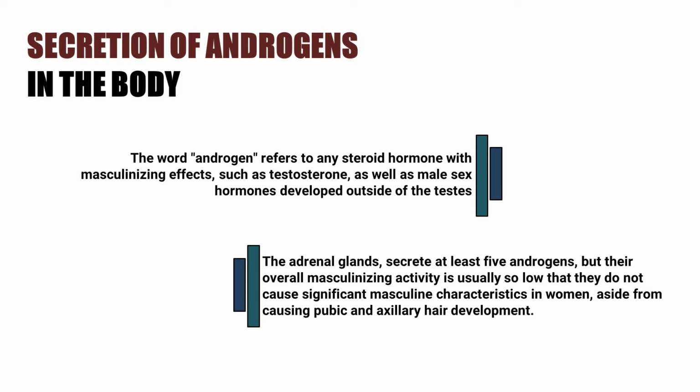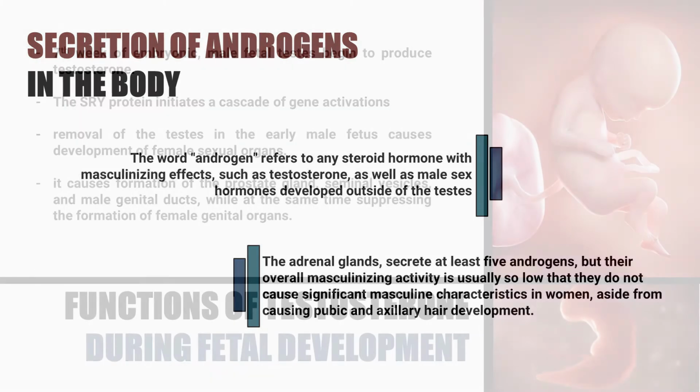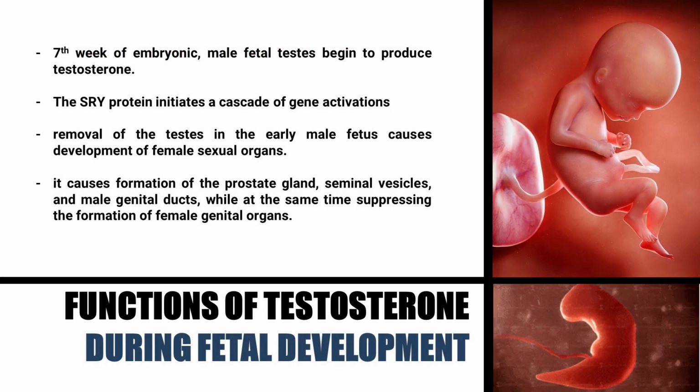However, if an adrenal tumor of the androgen producing cells develops, the amount of androgen hormones produced could be sufficient to induce all of the typical male secondary sexual characteristics. Now moving on to how testosterone functions during fetal development.